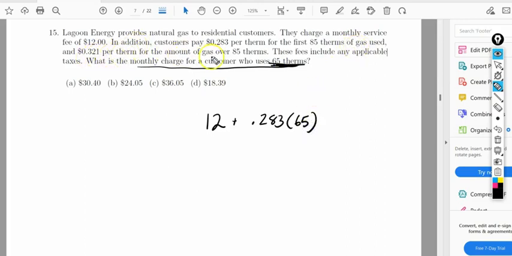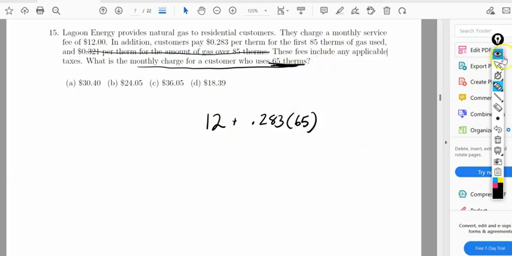And then you pay that for anything over 85 therms. Well, we didn't go over 85 therms. If this had been 95 therms, that would have been different. But they want to know the monthly charge for a customer who uses 65 therms. So we're done. We didn't need this because we didn't go over 85 therms. Now, your question on this year's final could be like, what's the charge for a customer who uses 95 therms? It may or may not go over. These are randomly generated, but this will be my answer.